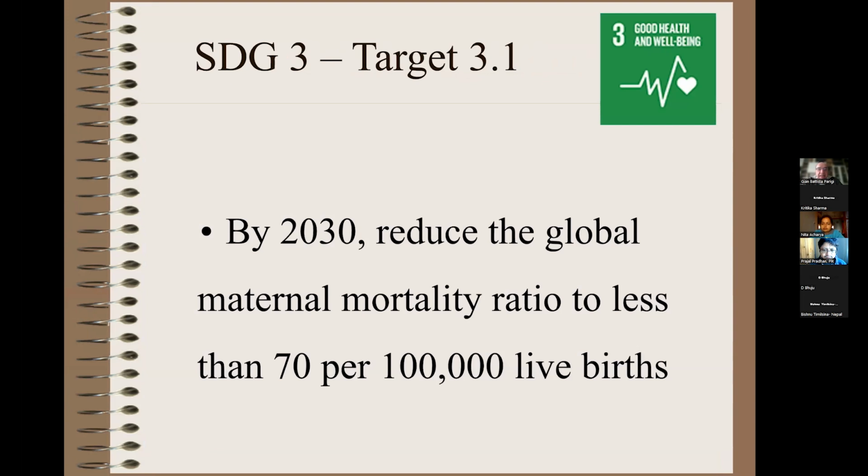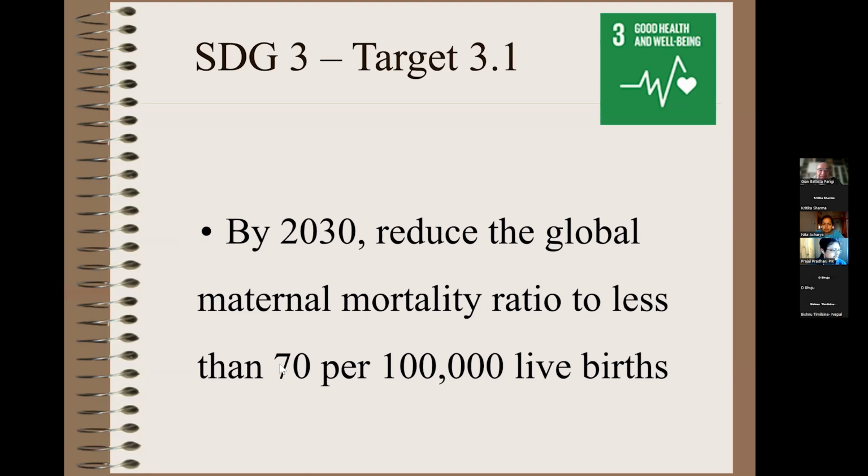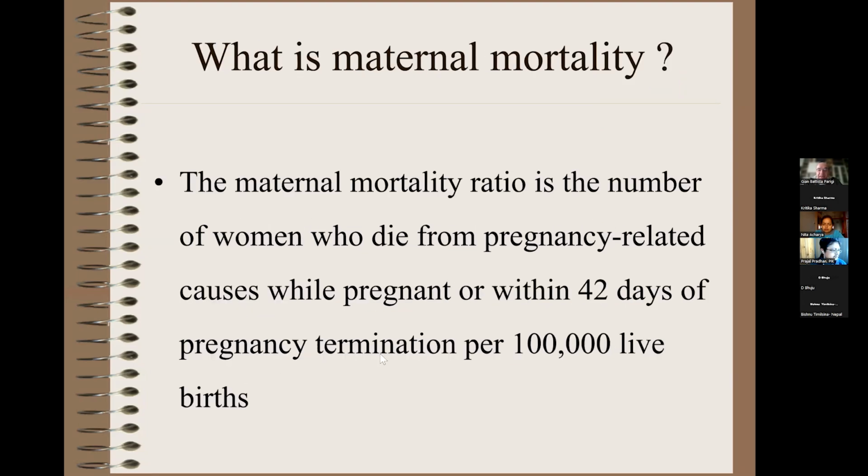Let's start therefore with target number 1: by 2030, reduce the global maternal mortality ratio to less than 70 per 100,000 live births. What is the maternal mortality ratio? This is the definition: the number of women who die from pregnancy-related causes while pregnant or within 42 days of pregnancy termination, per 100,000 live births. The target is to go below 70 per 100,000.